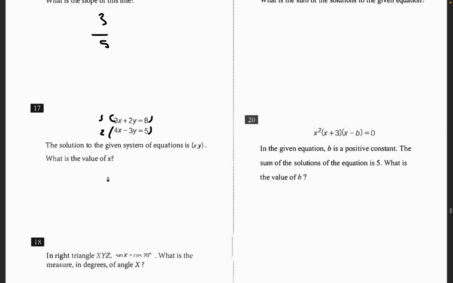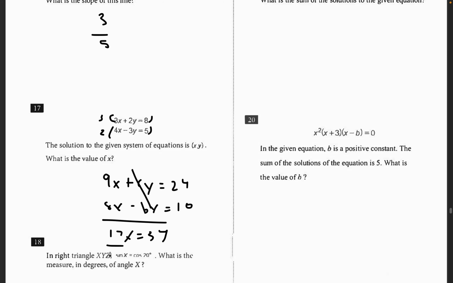Okay, back to this one. 9x plus 6y equals 24. 8x minus 6y equals 10. I'll explain that one in the chat more. This one cancels. 9 plus 8 is 17x equals 34. Divide by 17, you get x equals 2.